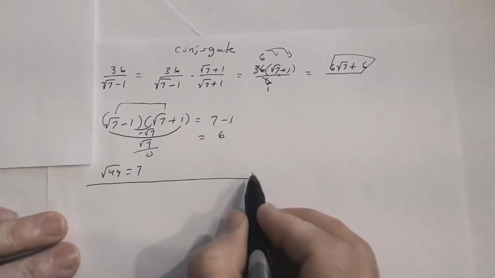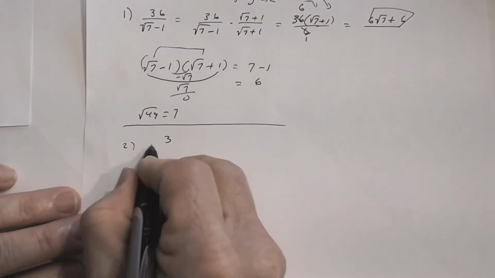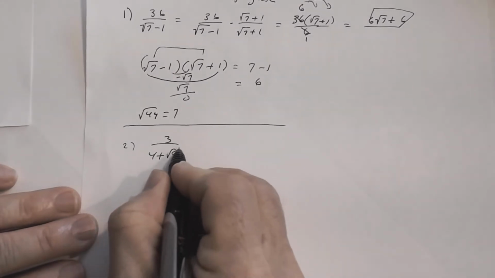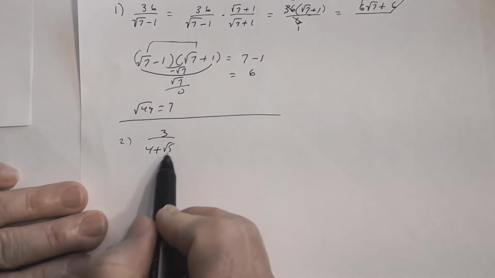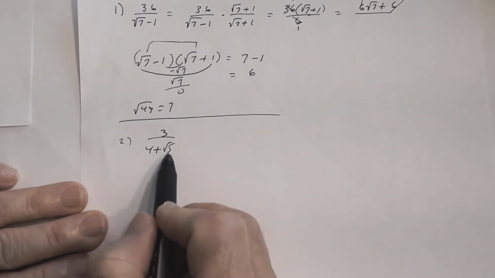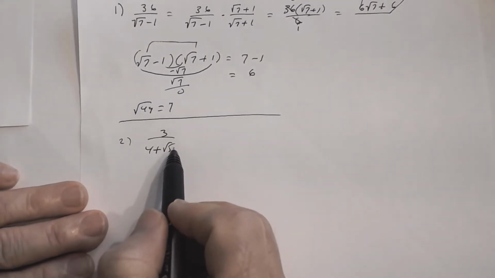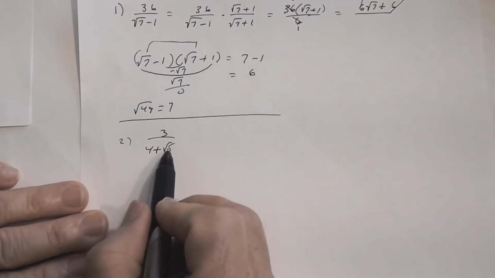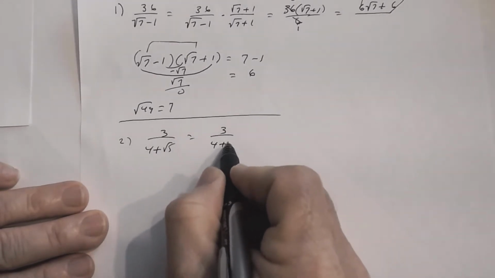All right, number 2. Number 2, we have 3 divided by 4 plus the square root of 5. Notice that in the denominator, I have a binomial in which at least one of its terms is a square root. So to get rid of this square root right here, I'm going to have to multiply, and let me go ahead and rewrite this over.